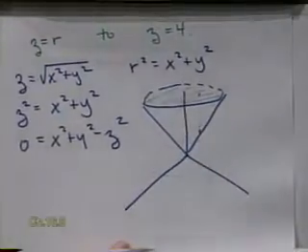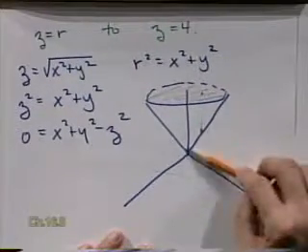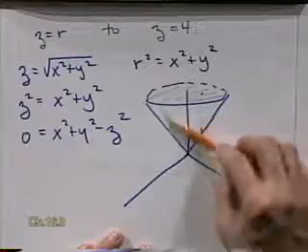of radius 4. So what are we integrating? What volume are we finding? We're finding the inside of this cone right here.